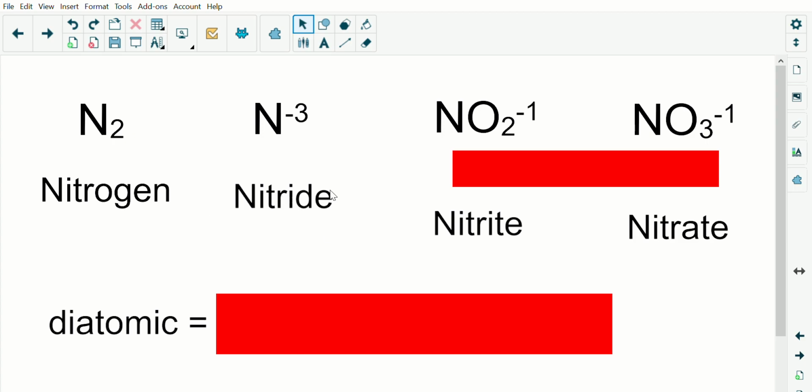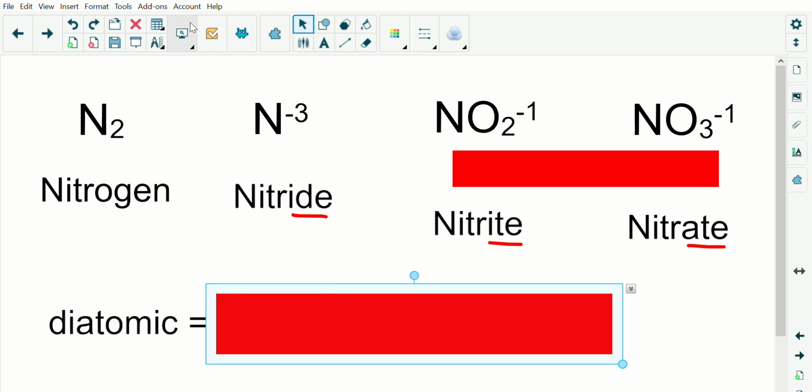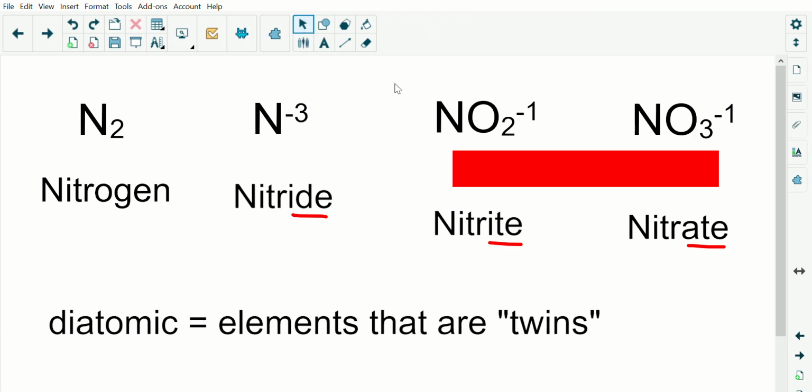Nitrogen, nitride, nitrite, nitrate. So something to keep in mind if it helps you: nitrogen, when it's paired up, because it's one of those diatomics I just went over. Diatomic elements are the twins of the periodic table. If you have it as a cation or anion, the ending is going to change to "ide."